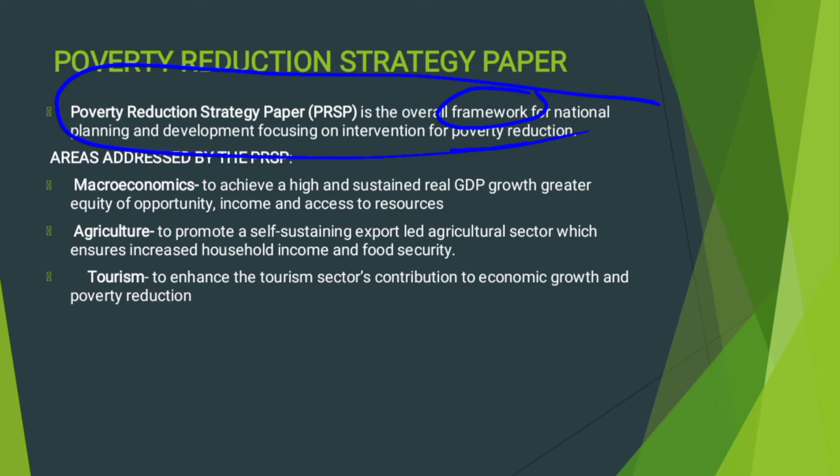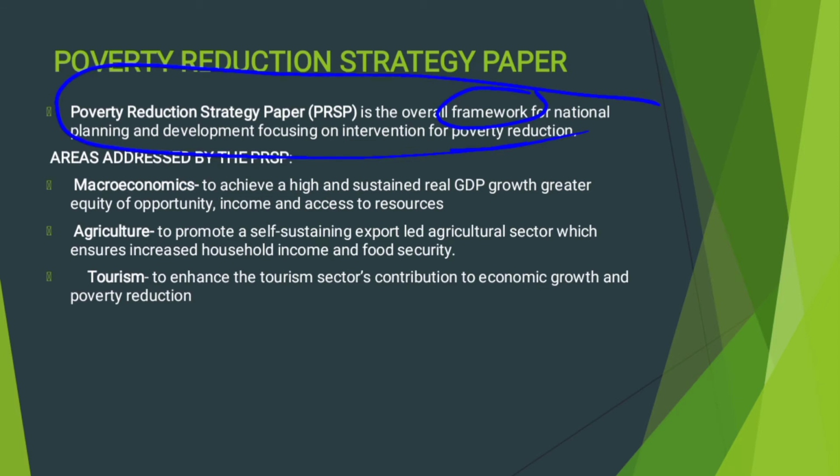So the areas addressed by this paper include the macroeconomics. For the macroeconomics, the government plans to achieve a high and sustained real GDP growth, greater equity of opportunity, income and access to resources.